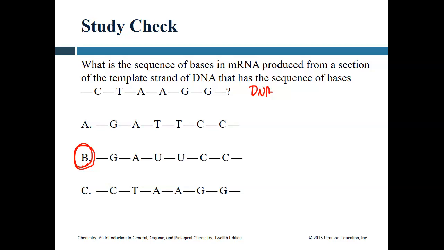So for C, I would need a G. For T, I would need an A. For the A's, I would need U's because there is no thymine. It's uracil instead. And for the G's, I would need C's. That gives us option B here.